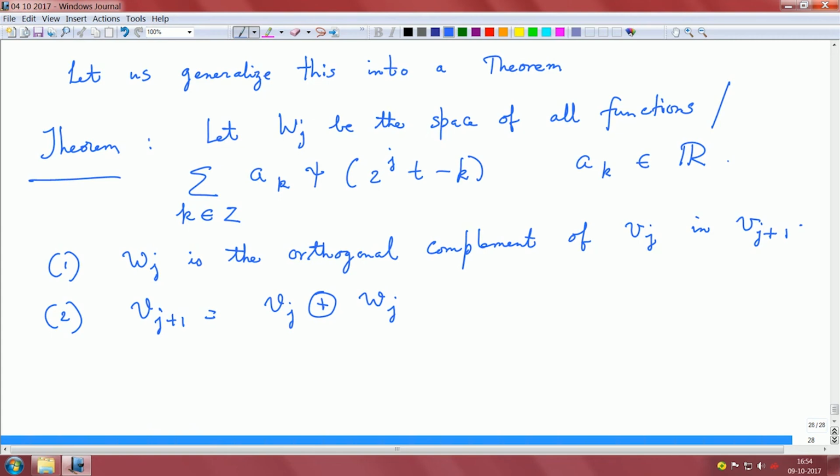Okay. So, if you are clear with the intuition we had in the last step, how we were able to decompose V1 into V0 direct sum with W0, we can just immediately proceed towards proving this theorem. So, there are a few details, we will do this in the next class.